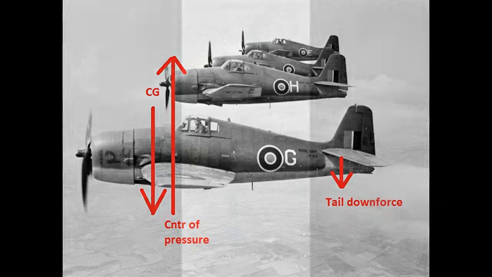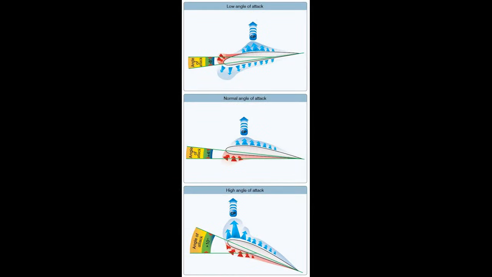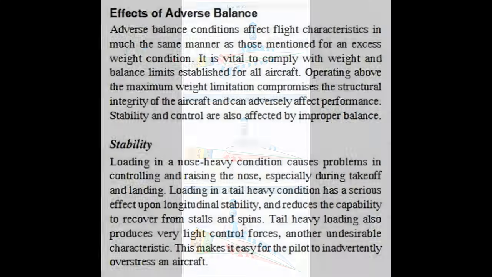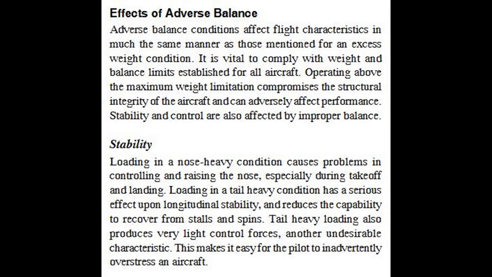It's also worth noting that the center of pressure moves with angle of attack. It moves forward at high angles of attack and back at low angles. This has an effect on the trim needed, but it's a much smaller effect than the variations in tail downforce with speed. Now let's talk for a moment about the CG. As it moves aft, the plane will become less and less stable in pitch.